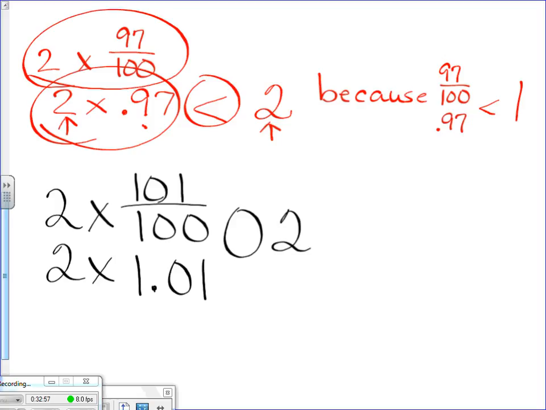Either 2 and 101 over 100, or 2 and 1 over 100. How would this product compare to 2? Would it be less than, greater than, or equal to? Don't try to work it out or anything. It's based on what we've been doing. Do you think it's going to be less than, greater than, or equal to?